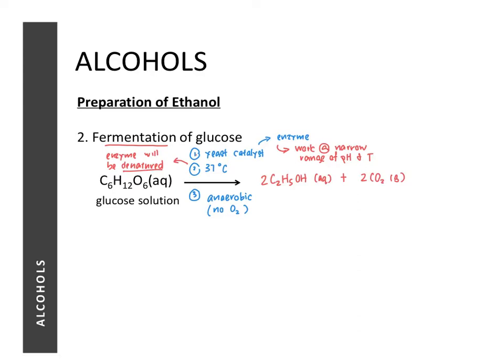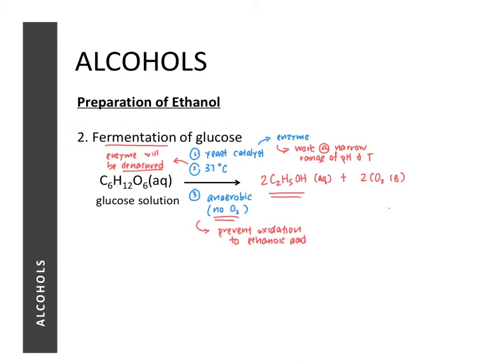Next, why must there be no oxygen? This one we have learned already. What happens when there's oxygen and you have alcohol being produced? Think about the reactions that alcohols can undergo. If there's oxygen, your alcohol can actually react with the oxygen to become your carboxylic acid. And that is undesirable, because we want to obtain the alcohol, we want to prevent it from becoming something else.